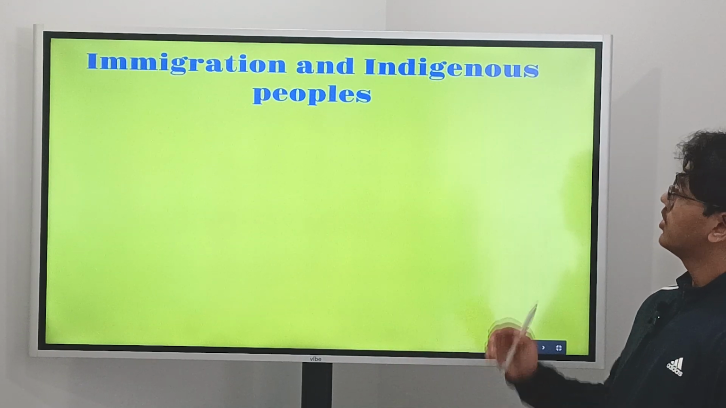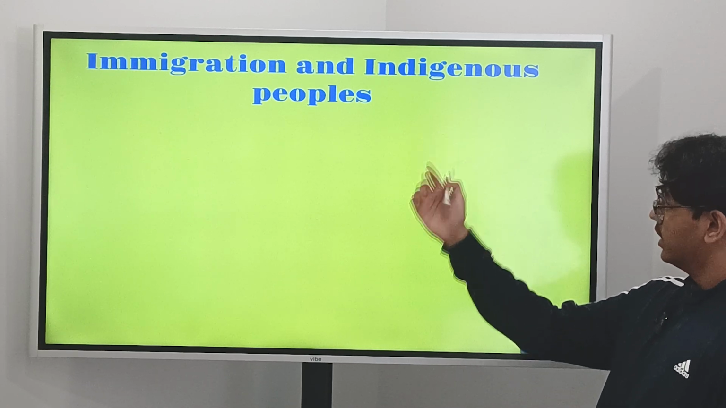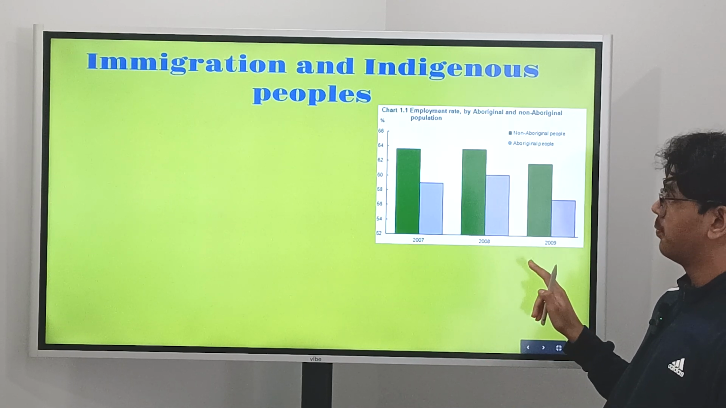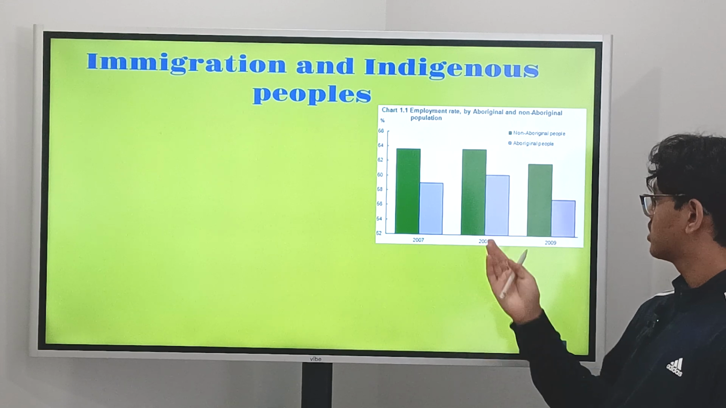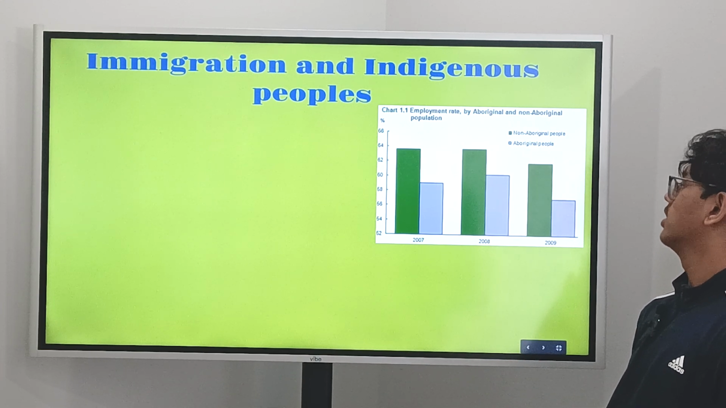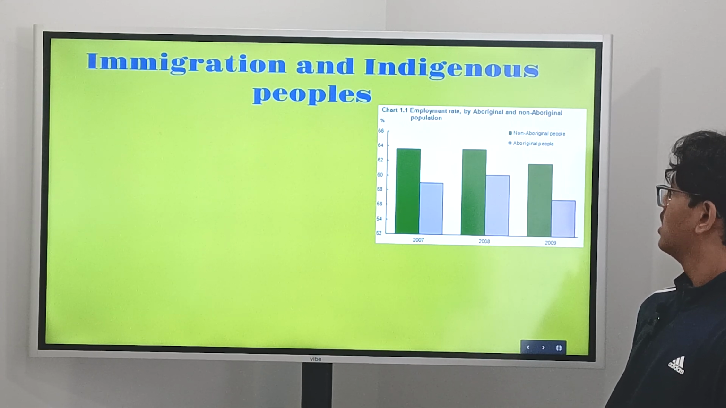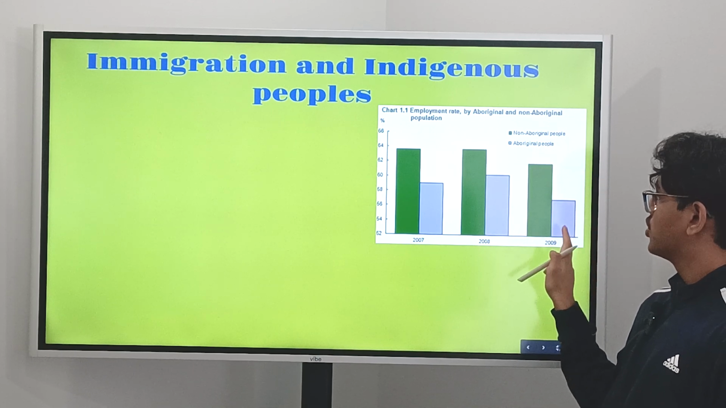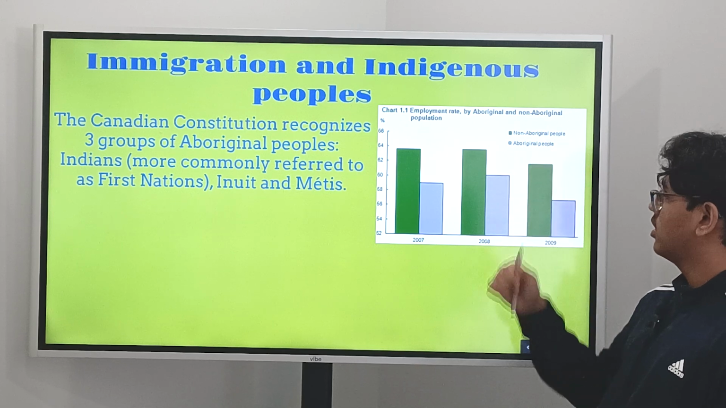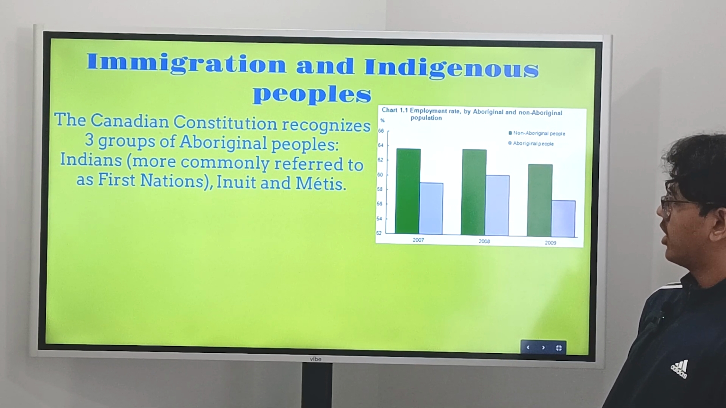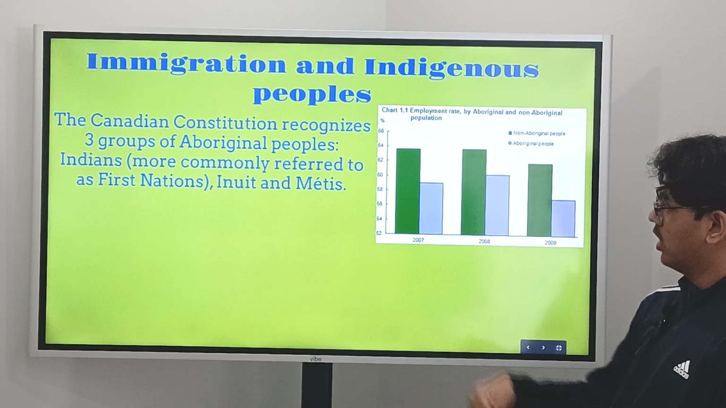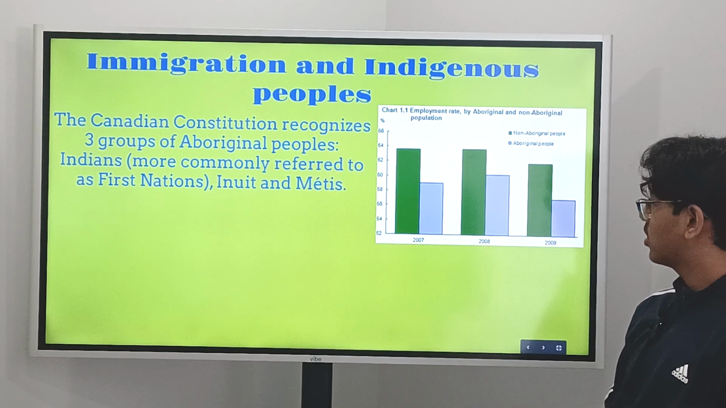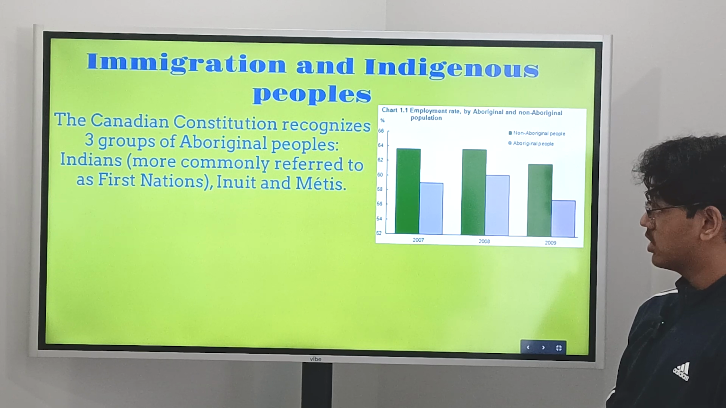Okay, so now let's look at immigration and what happened to the Indigenous people because of immigration. So this is a chart, so let's quickly explain this chart first before we look more in depth. Here we have the non-Aboriginal people and the Aboriginal people. So first of all, what are Aboriginal and non-Aboriginal people? The Canadian Constitution recognizes three groups of Aboriginal people: Indians, but nowadays we don't call them Indians, we call them the First Nations.